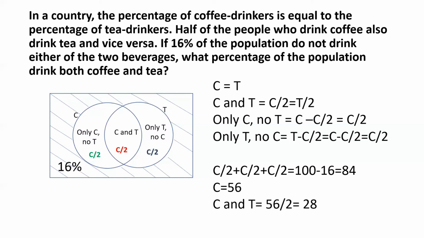The problem asks for the percentage of the population that drink both coffee and tea. That will be C and T, which in the previous step we listed as C by 2. So we just halve C, and the percentage of coffee and tea drinkers is 28. That's the percentage of people who drink both coffee and tea.